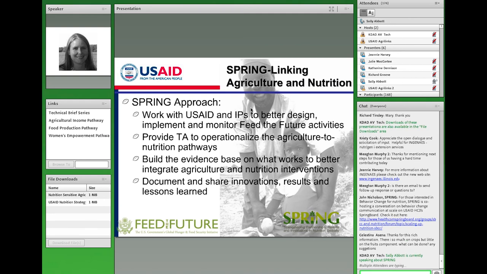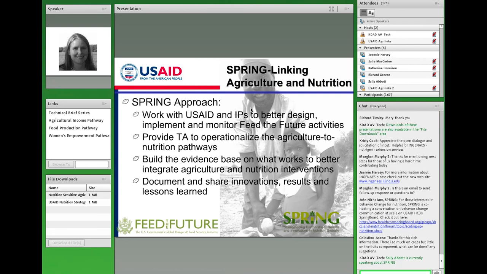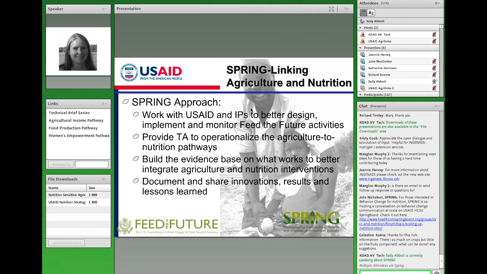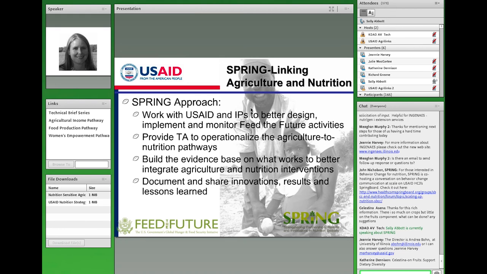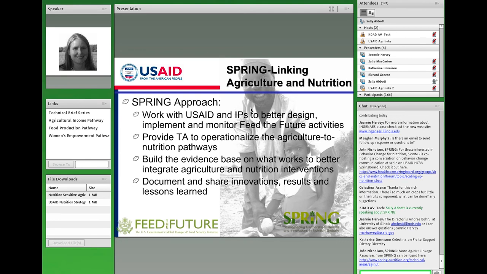And I mentioned a couple of things that they've worked on with us in the past. They're specifically working with USAID and with implementing partners to better design, implement, and monitor Feed the Future activities, providing technical assistance to operationalize these pathways that I mentioned earlier, building the evidence base on what works better, and documenting and sharing innovation results and lessons learned. And specifically this year, we have put funds into the project to be working both on monitoring and evaluation and operationalizing these pathways. So if there are missions that are looking for assistance on monitoring and evaluation and on operationalizing, then please reach out to me and I will work with the project on putting you in touch and on the best way forward.